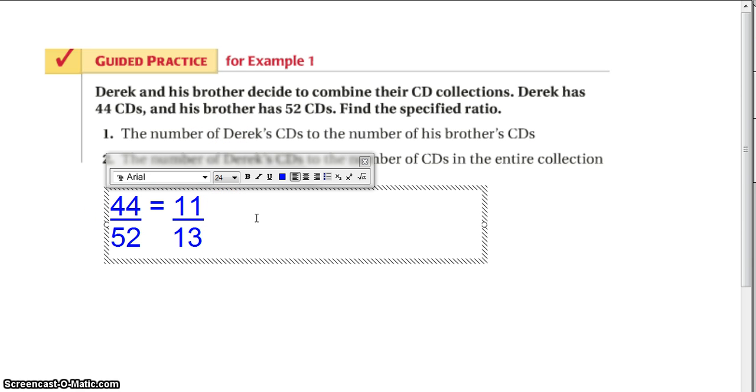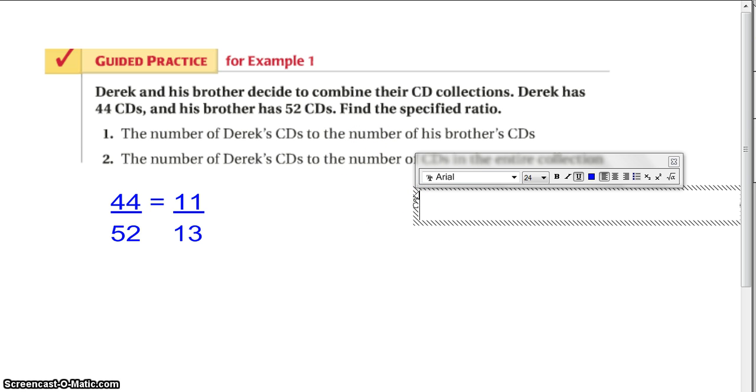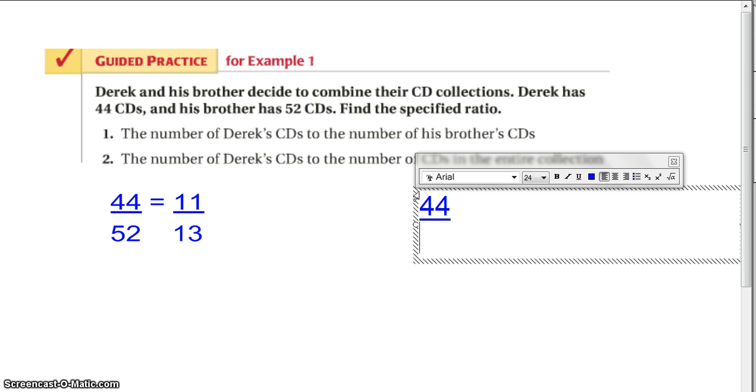Okay, and the second question, the number of Derek's CDs to the number of CDs in the entire collection. Okay, so stop the video and see what you could do. Okay, so we have 44 CDs in Derek's collection, and what do we have in the entire collection? We could write this as 44 plus his brother's 52, and when we do, we get 96 CDs. So we now have a ratio of 44 to 96, which of course needs to be reduced.